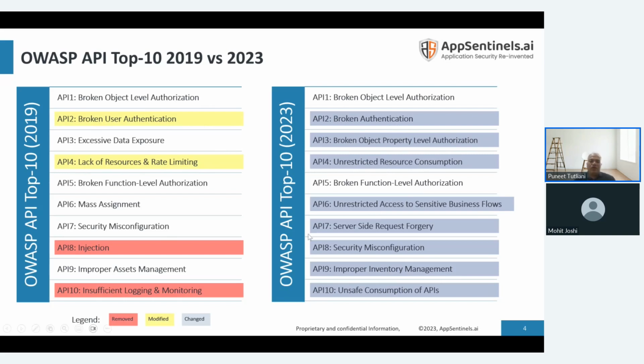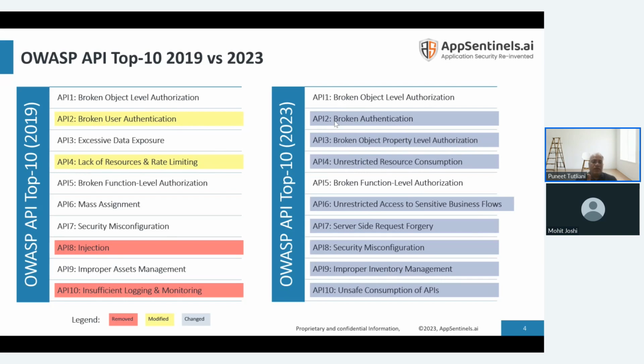So if you see the 2023 list, the broken object level authorization stays as number one, which was also the case in 2019. If you see the second one, broken user authentication, what OWASP has done is they have removed the user authentication from there. So they have widened the scope of authentication. Perhaps they have brought in not just user authentication, but machine-to-machine authentication, because a lot of APIs are actually meant for machine interactions.